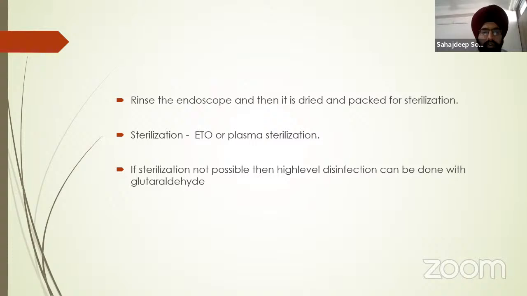Sterilization of flexible endoscopes is done by ethylene oxide or plasma sterilization. If sterilization is not possible, then high-level disinfection can be achieved with glutaraldehyde, as all these urological instruments are semi-critical instruments according to the Spaulding classification. So they can only be disinfected by high-level disinfectants.